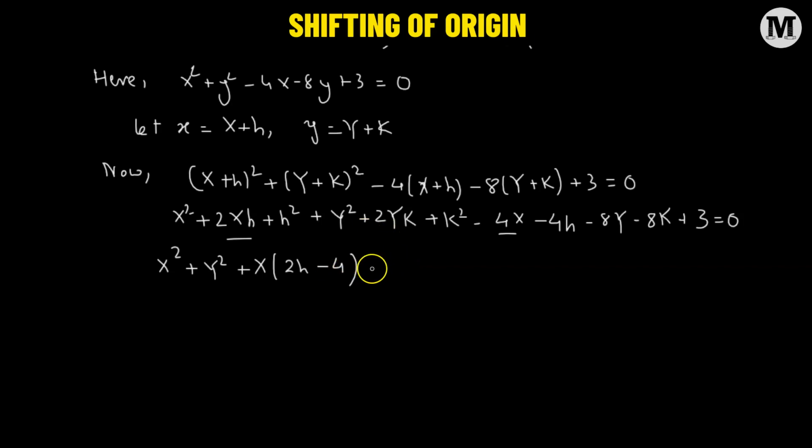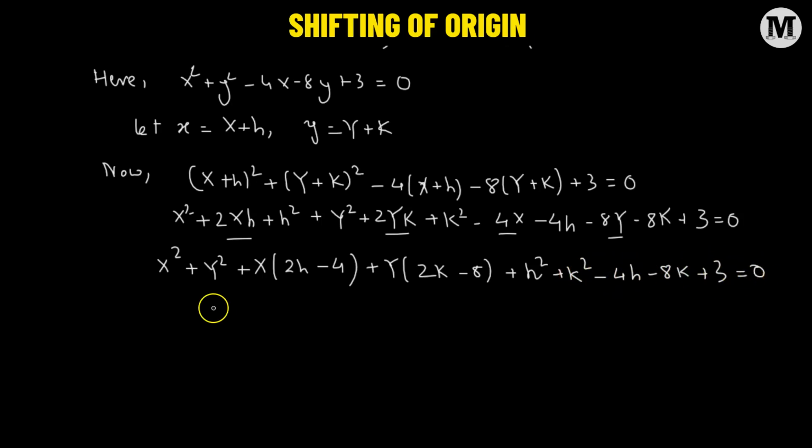Then we combine the terms containing y. Here we have 2yk, so we're left with only 2k. Then here we have negative 8y, so we're left with negative 8. Then what we are left with is the constant terms. So we have h squared plus k squared minus 4h minus 8k plus 3 equals 0. So this is going to be the transformed equation.